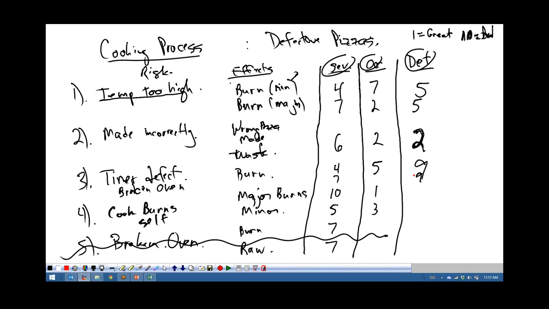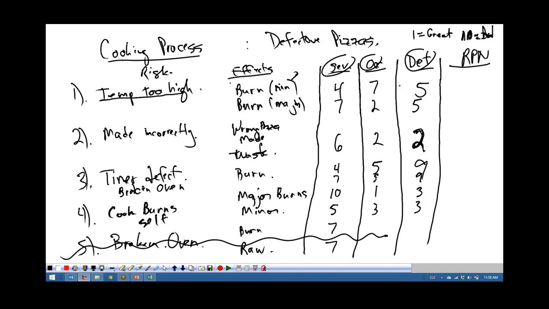And for both of these, right? And then for this one with major burns, let's say that the cooks do get some training, so maybe these are 3s, and so forth. Okay, so once we come up with all these, we can calculate an RPN. I'm just going to do this quickly in our head. And an RPN is S times O times D. So it multiplies these.